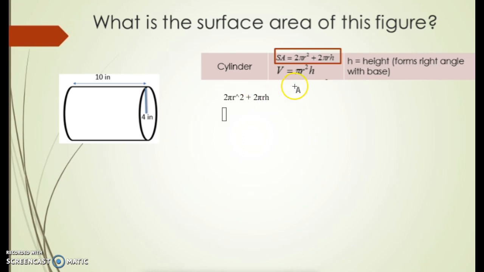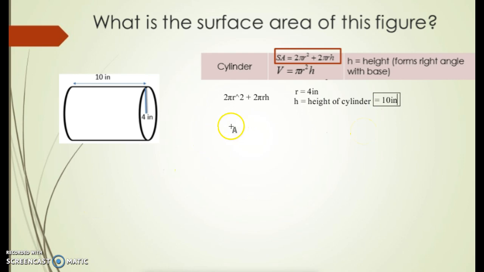And then you want to identify those variables that you need. In this case, we have r, the radius, which is 4 inches. The radius of the circle base of a cylinder goes from the center to a point on the circle. And then there is h, the height of the cylinder, which goes from base to base. In this case, that is our 10 inches.